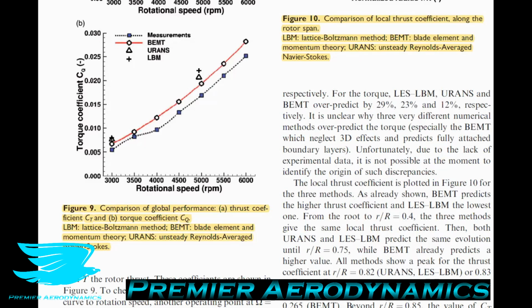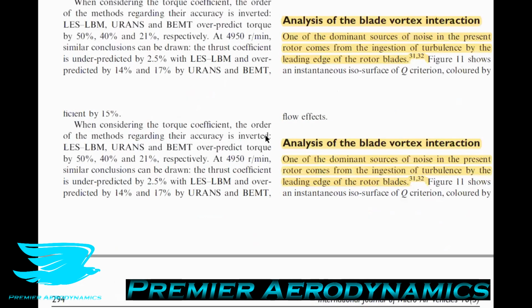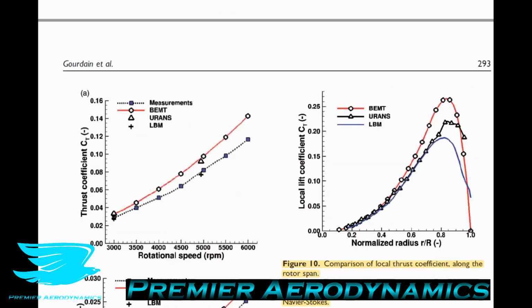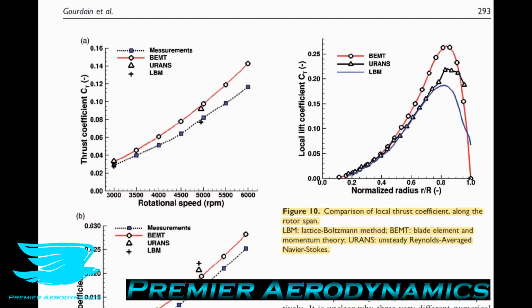It is unclear why 3 very different numerical methods overpredict the torque, especially the BEMT, which neglects 3-dimensional effects and predicts fully attached boundary layers. Unfortunately, due to the lack of experimental data, it is not possible at this moment to identify the origin of such discrepancies. So this shows you how, even though we think that our equations are good and our setups are good, we can get very different results.